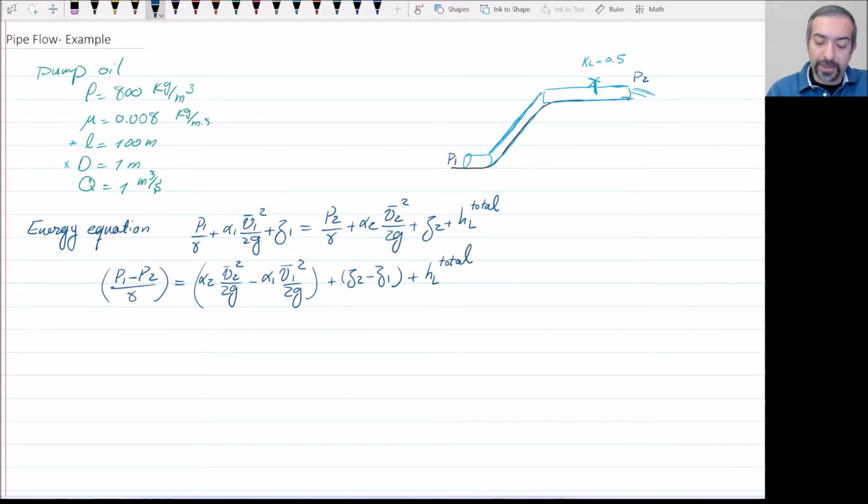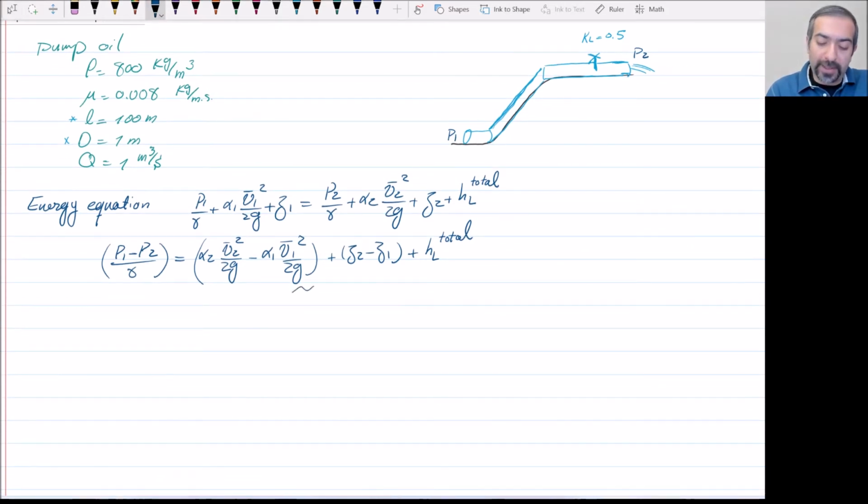Now let's work out every term, one by one. First is the kinetic energy, right? And this has to be given to us, whether the velocity profile at the outlet is the same as the velocity profile at the inlet. So the assumption is the diameter is uniform across the pipe. And let's assume that the velocity profile is also the same.